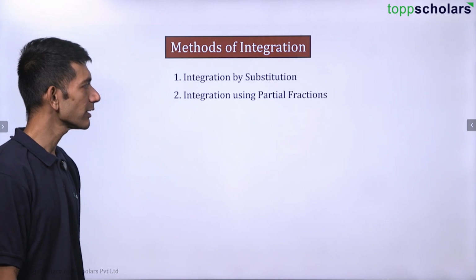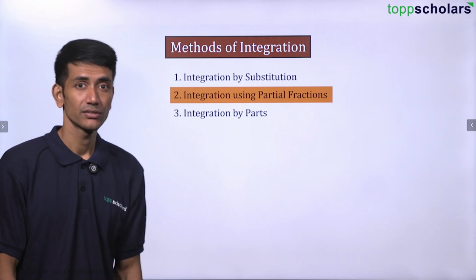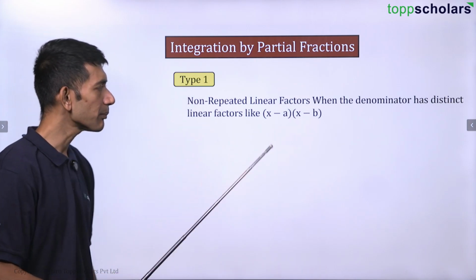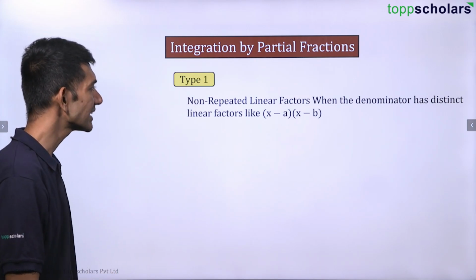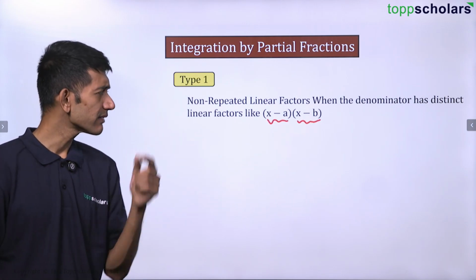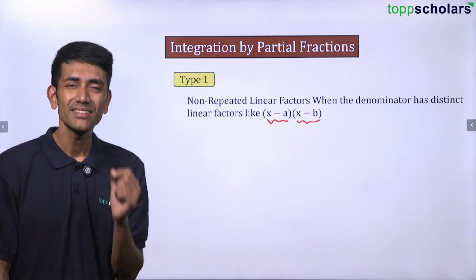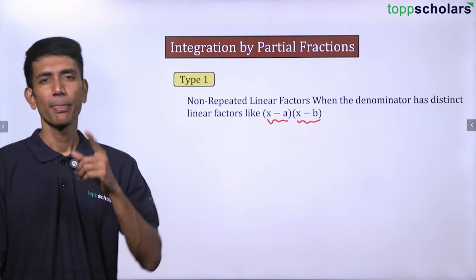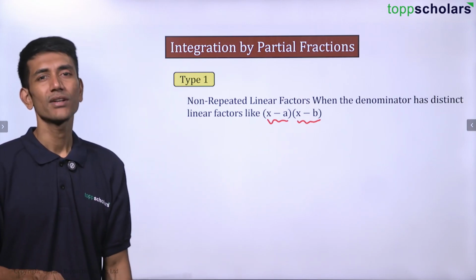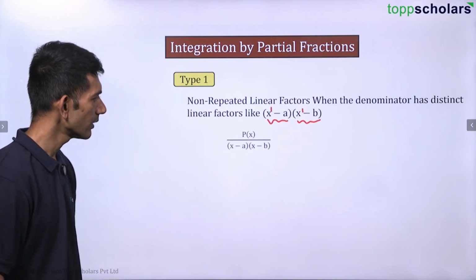Alright, then let us continue now. So we have seen integration by substitution. Now we will see integration by partial fractions. Now, whenever you have non-repeated linear factors, when the denominator has distinct linear factors like x minus a, x minus b, you can also have the format of linear factors x plus a, x minus b. That completely depends on the question. Linear factors in the denominator. What is the meaning of linear? Linear means the degree is 1. So if you observe the variable x, what is the highest power of variable x? 1. Something like this.